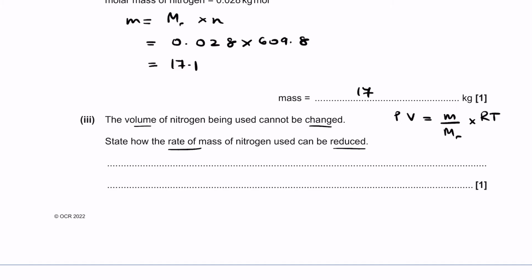So what we want to do therefore is, because we are relating mass, we don't want to consider volume because it can't be changed. So if we want to reduce the mass, we therefore want to reduce the pressure, or we can also increase the temperature, because the temperature and the mass are inversely proportional to one another. Because it's just 1 mark, I'm going to just mention either to decrease the pressure or to increase the temperature, but I'll just stick to pressure, as m is directly proportional to P.